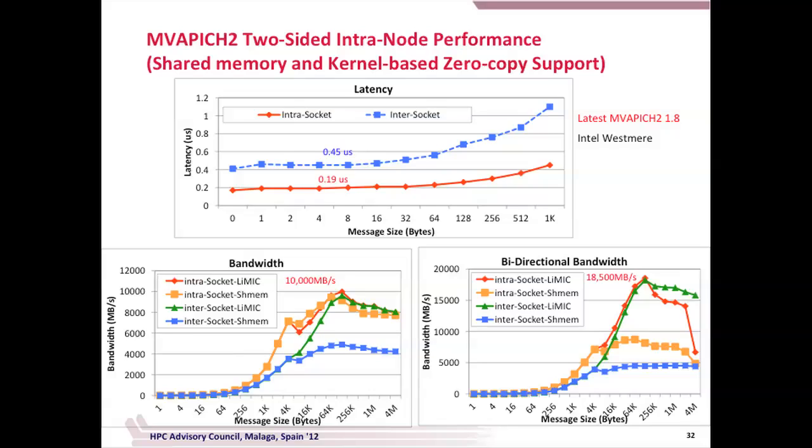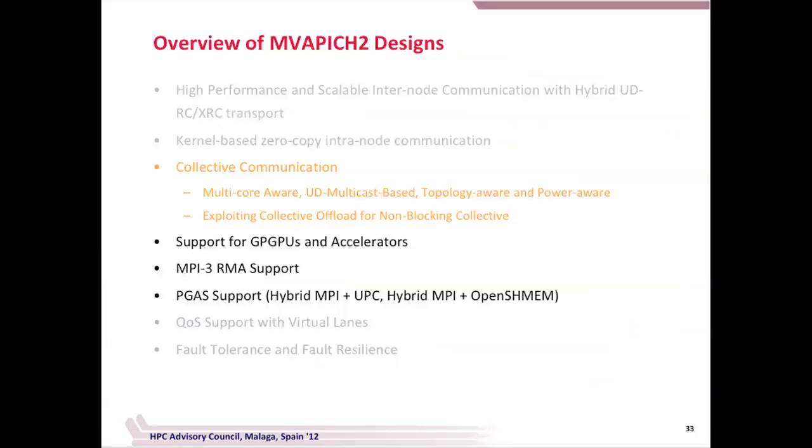We also have a kernel module called LiMIC. Some of you might have heard of this. Especially when you're trying to send a large amount of data, you will be able to use LiMIC to get very good performance on bandwidth and also on bidirectional bandwidth.